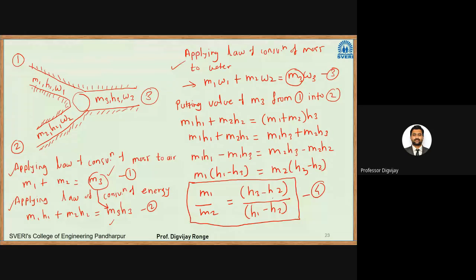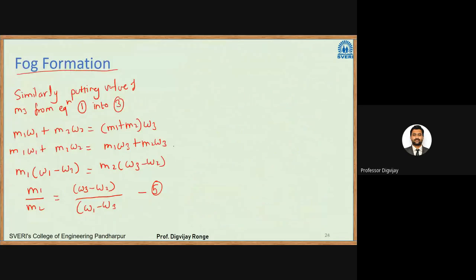This is related to enthalpy. If I apply the same for the specific humidity, I get this equation: M1 upon M2 equal to W3 minus W2 divided by W1 minus W3.